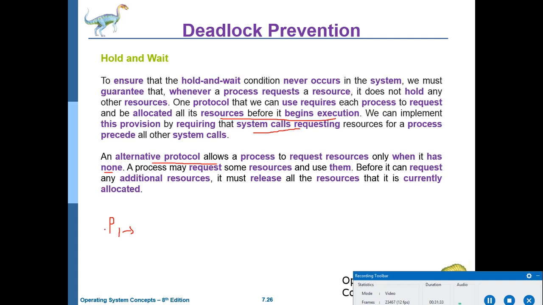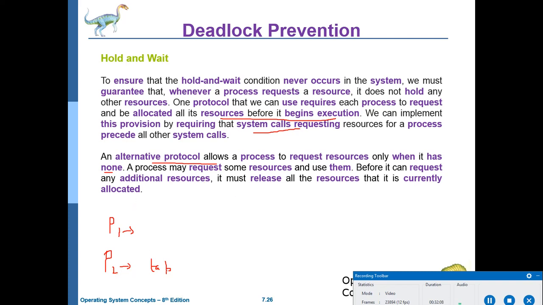For example, a process P2 is executing and requesting a tape drive. The tape drive can be given to process P2 if it is not holding any resource, that is, when it has none of the resources. A process may request some resources and use them, but before it can request any additional resources, it must release all the resources which are currently allocated.